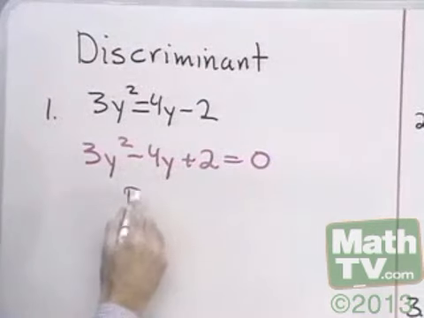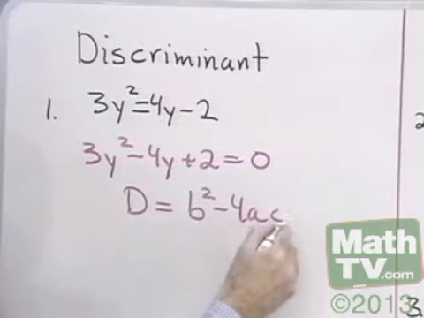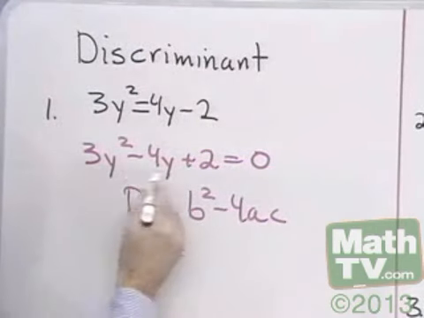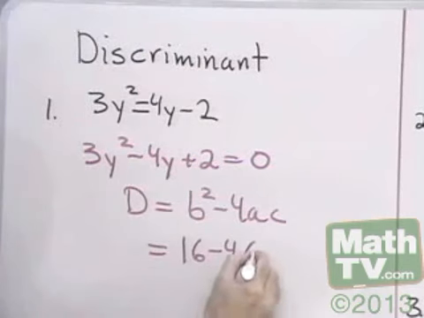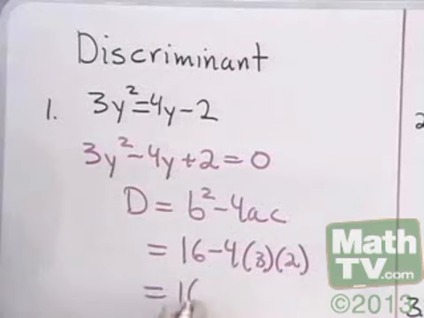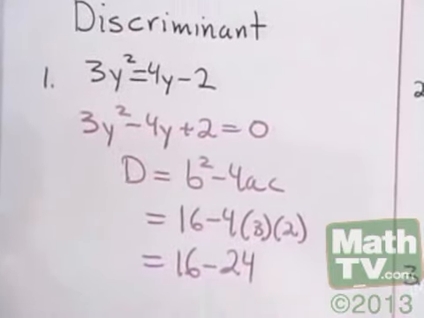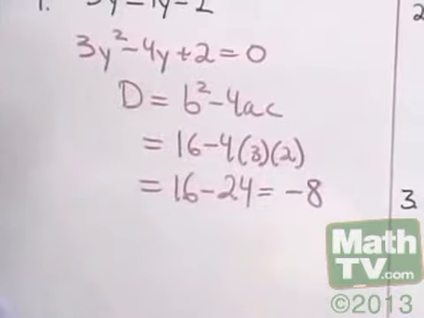Now the discriminant, which I'll call D, is simply b squared minus 4ac. So for this equation right here, it's b squared, which is 16, minus 4 times 3 times 2. So I get 16, subtract 4 times 3 is 12, times 2 is 24. 16 subtract 24 is going to be negative 8.